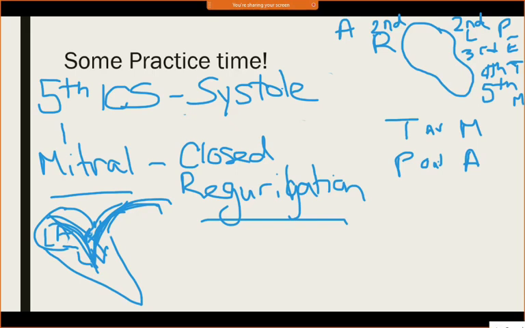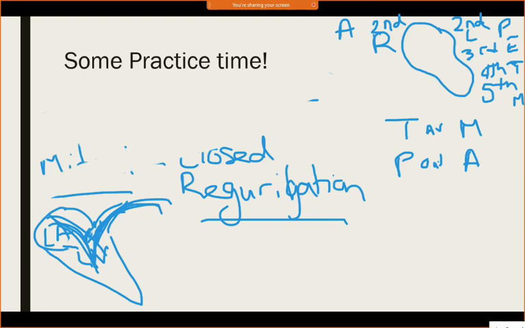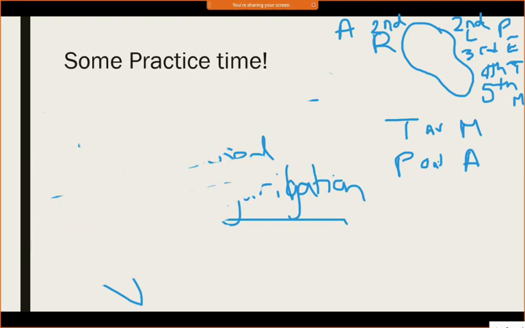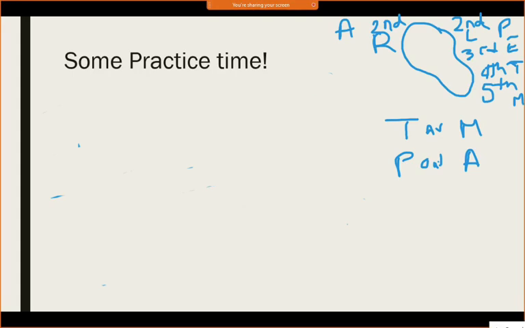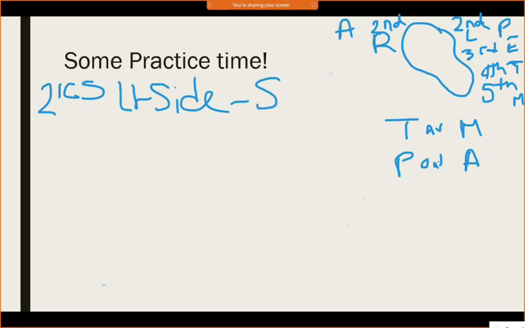Let's do another one. So you guys are going to be heart experts in no time. Clear off my whiteboard here. See, I was so excited to find a whiteboard that I can do on the PowerPoint. Let's do second intercostal space left side, and it is a systolic murmur.